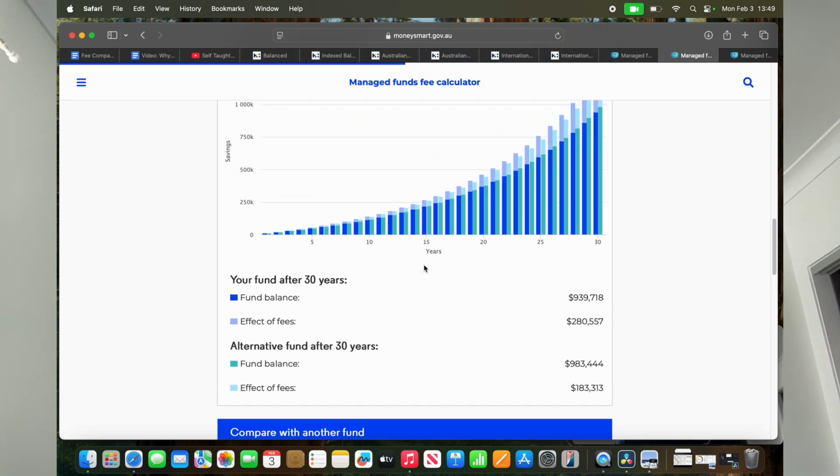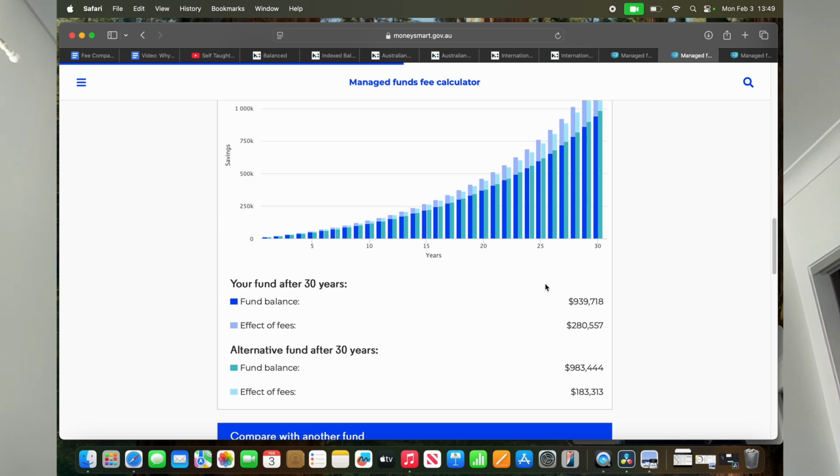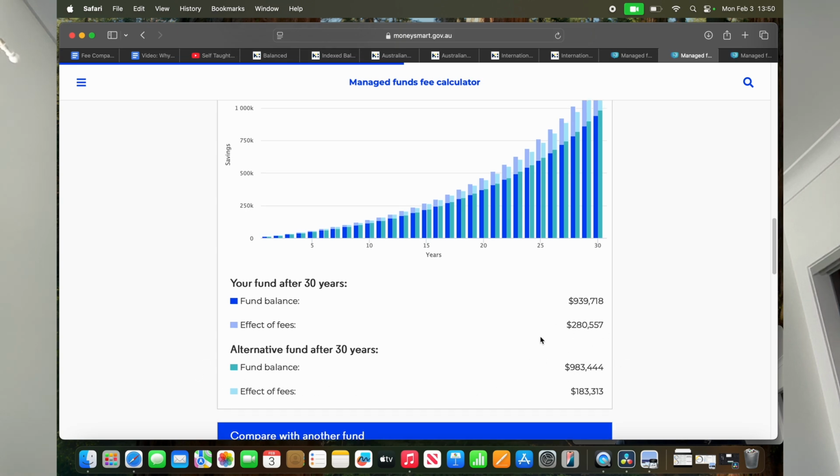So when taking a look at the two funds side by side, this is our actively managed Australian shares. So we have a final balance of 939,000, and you're going to be paying about 280,000 in fees over the 30-year time horizon. Now, when looking at our Australian Shares Index Fund, you're going to have a final balance of about 983,000, and you're going to be paying about 183,000 in fees. And again, this is including tax in this.